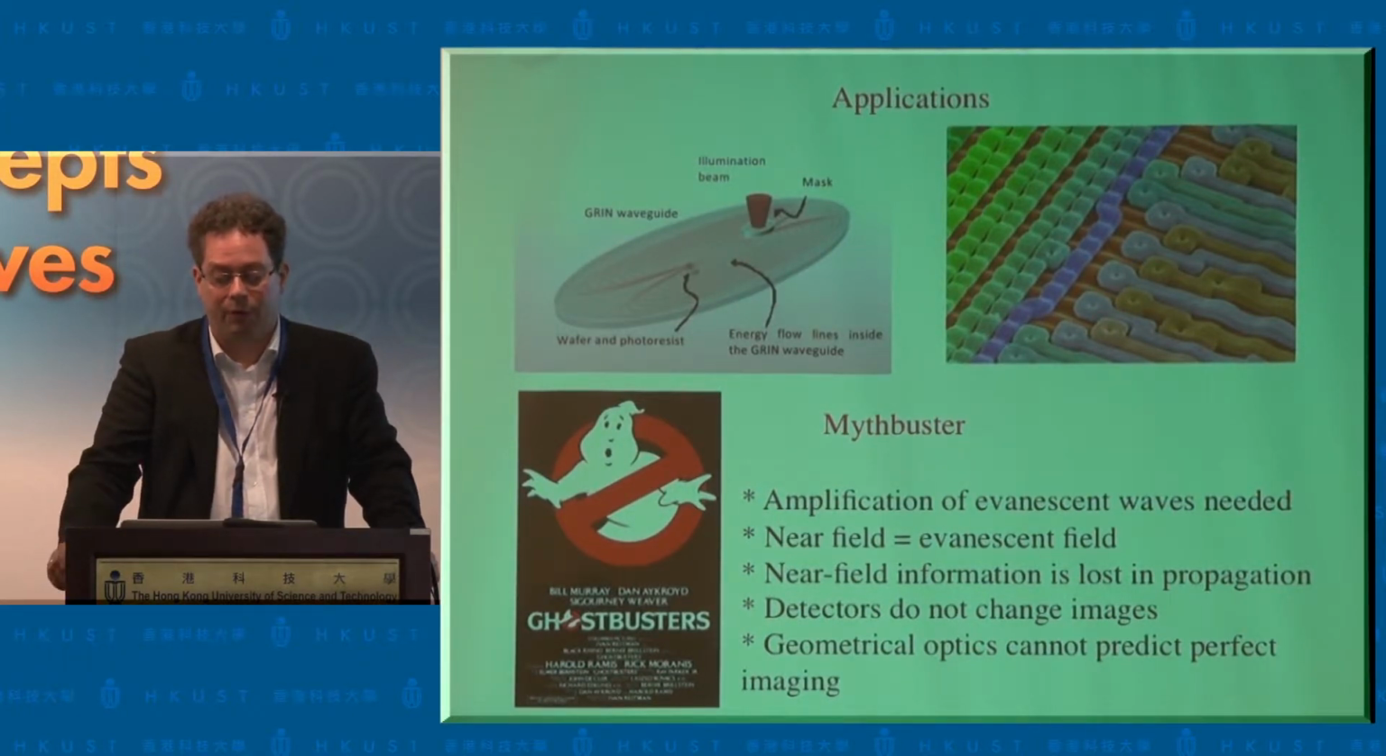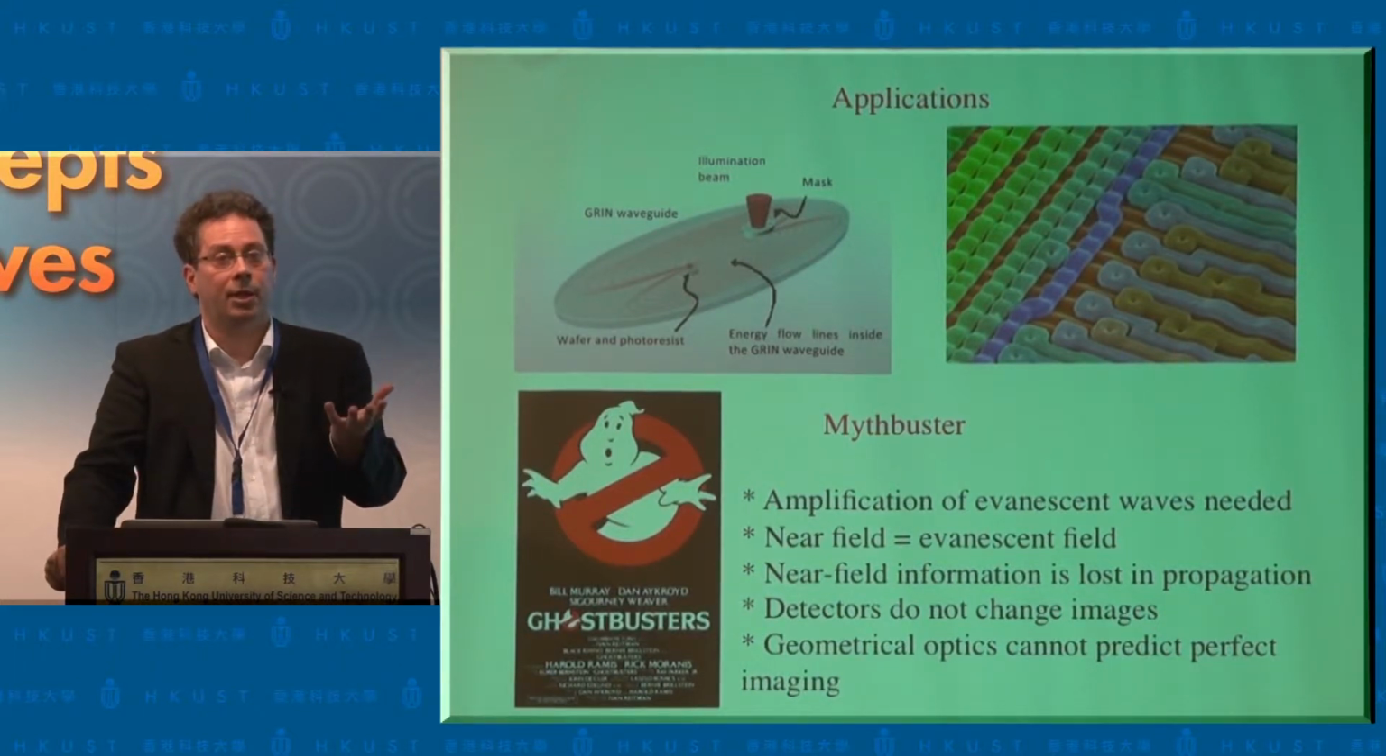Amplification of evanescent waves is needed for super resolution. That is not true, because there are systems where evanescent waves are not the issue. The near field is not the evanescent field. Don't confuse that. And near field information is lost in propagation. That is also not true. The near field information is perfectly there using Feynman's argument, because Maxwell's equations are time reversible.